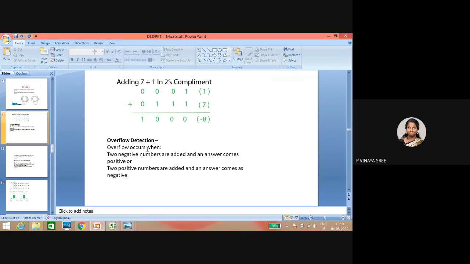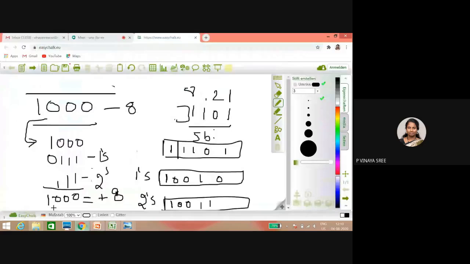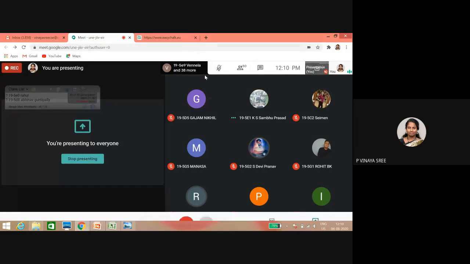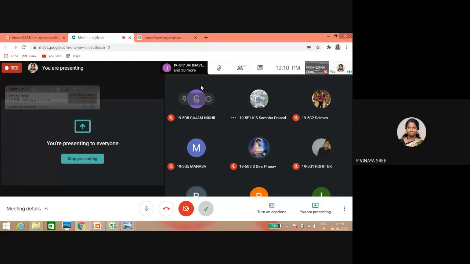Is there any lab today? No, ma'am. Just don't share any messages, otherwise extra 10 minutes will be taken. I will close this, and then only 2 topics will be left in the first unit. So, overflow detection. Try to concentrate. Let me see how many are there. Initially I saw 54, now it is 50.